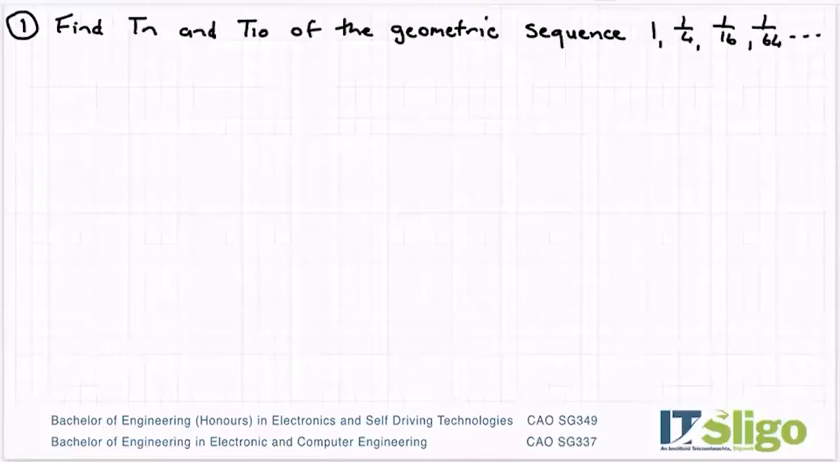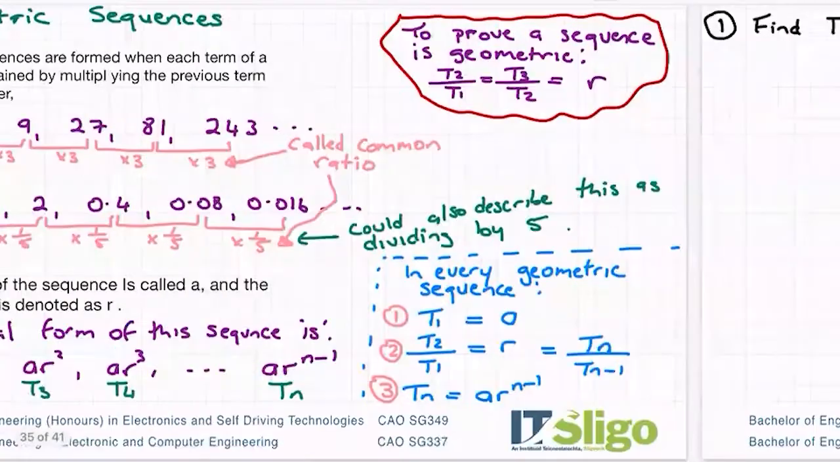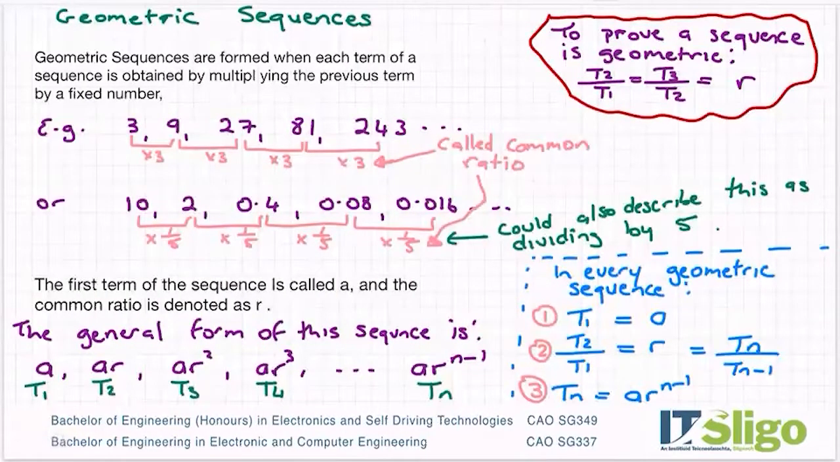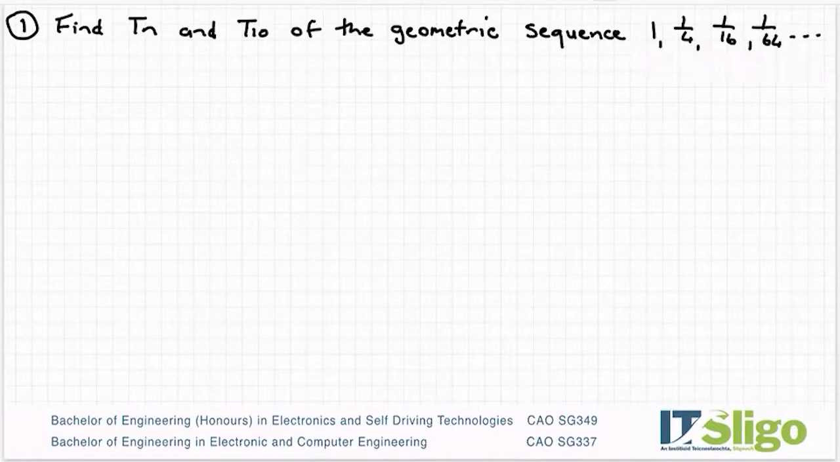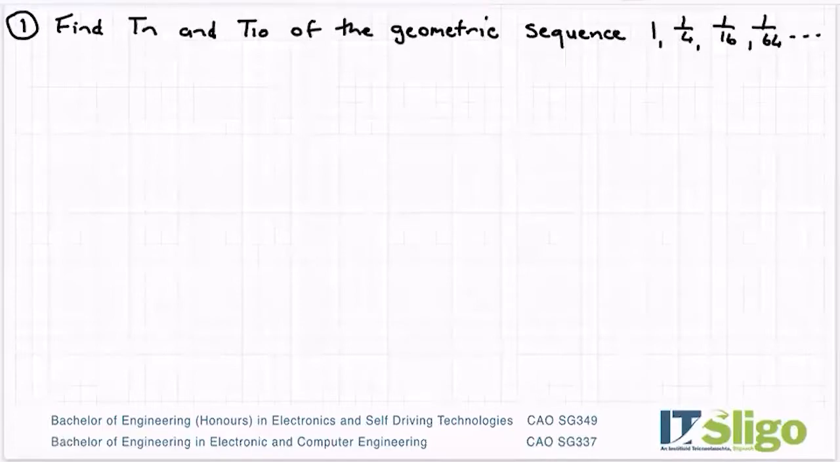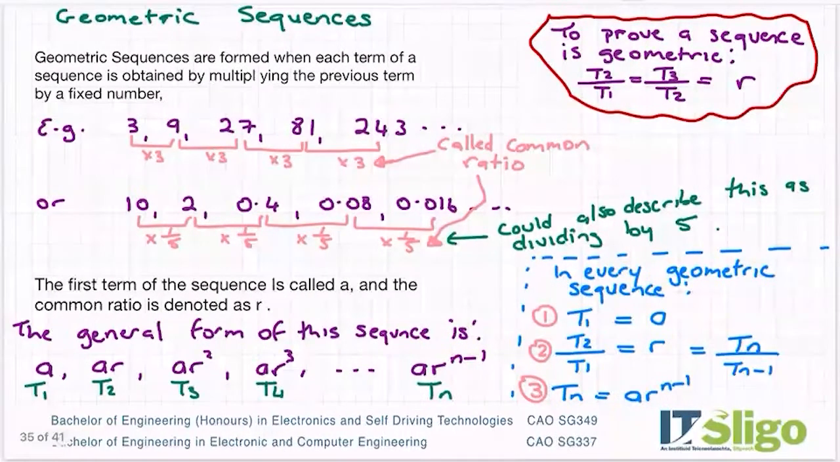Right, let's have a look at this first one using the geometric sequence. So building on the theory we just did, find Tn and T10 of the geometric sequence 1, a quarter, 16th, and 1 over 64. Okay, so we need two things for the Tn formula. So Tn is equal to a times r to the power of n minus 1.